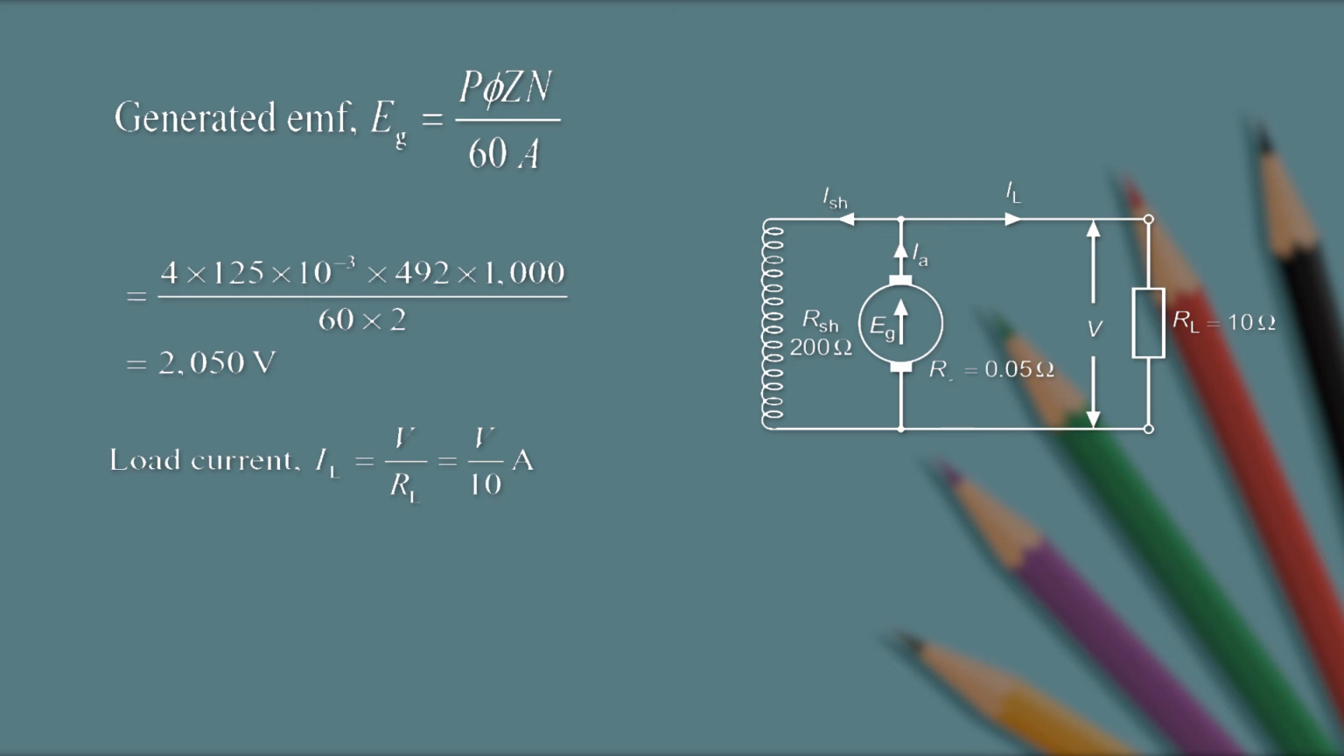So IL is equal to what? V upon RL. So it can be written as IL equal to V upon 10, because the value of load resistance is 10. So load current IL is equal to V upon 10 ampere. Similarly, you can write the expression for the shunt field current, that is ISH. So ISH is equal to V upon RSH, and the value of the shunt field winding is given, that is 200 ohm. So the value of shunt field current ISH is V upon 200 ampere.